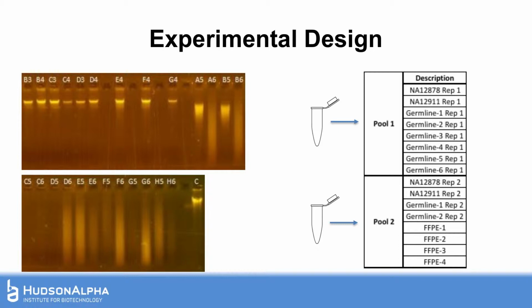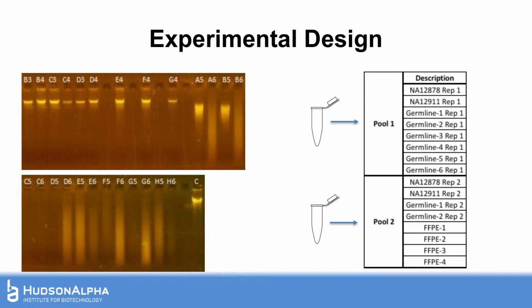So in pool number 1, it had one replicate each of 2 HapMap samples, NA12878 as well as NA12911, and then 6 germline samples. So high quality DNA represented by the samples you see over on the left-hand side of the gel image. Pool 2 was a replicate of 4 of those samples, the 2 HapMap controls as well as 2 germline, and then 4 independent FFPE samples.